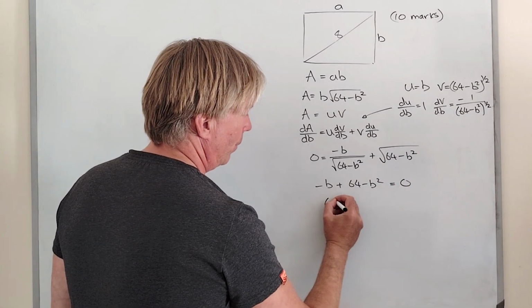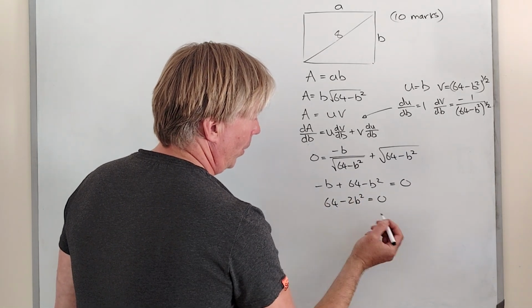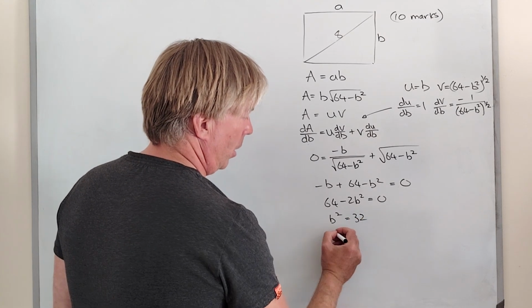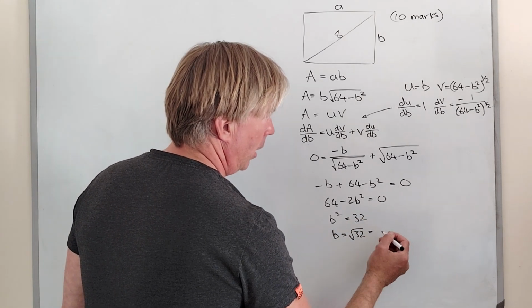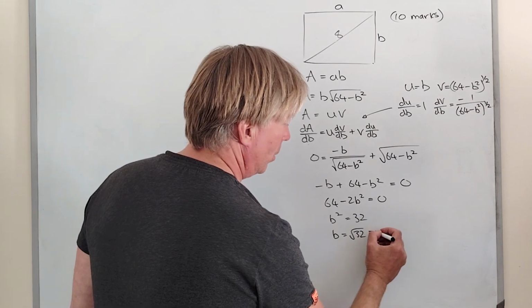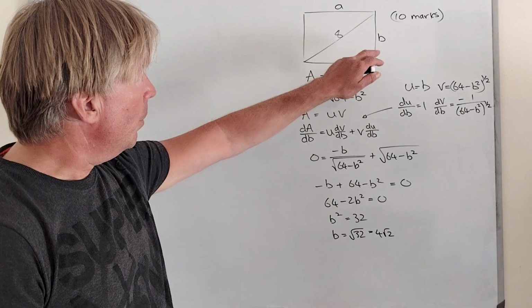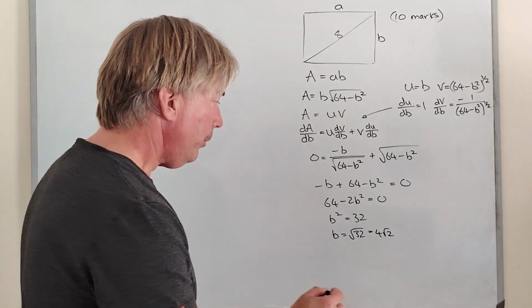So we get 64 subtract 2B squared equals 0, or divide through by 2, and then we get B squared equals 32. Okay, so B is equal to root 32, which, 16 multiplied by 2 is 32, so we get 4 root 2. So there's our value of B, which is one of the side lengths of our, I use the word rectangle for now.